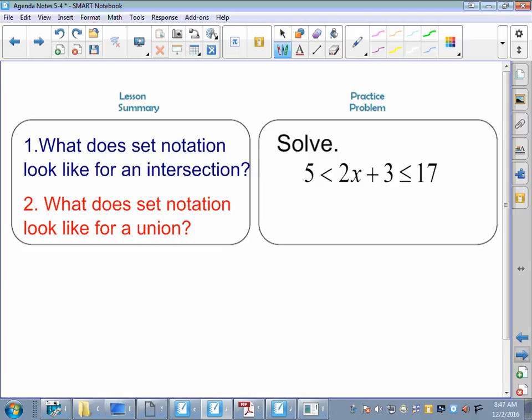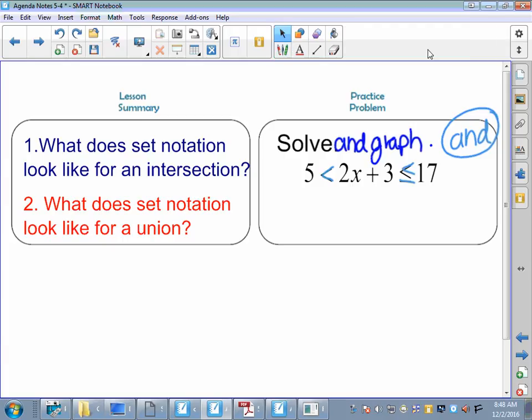And solve this. I should probably put and graph. Notice it's solve and graph, which means both things have to be true. If it said solve or graph, you could do either one and you still would have gotten it. Since these are both less than signs, that means this is an and problem. So this is like the first two examples that we did. So if it's got less thans, it's going to be an and.